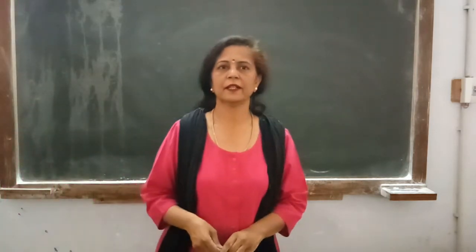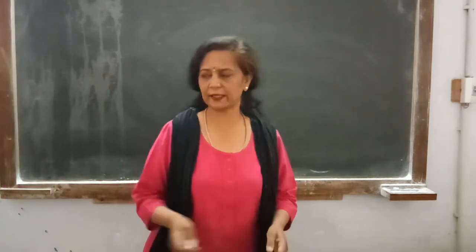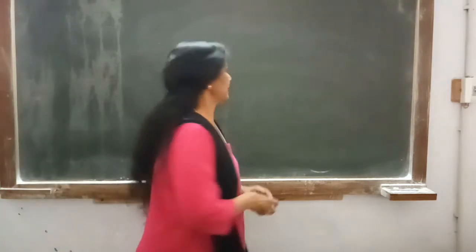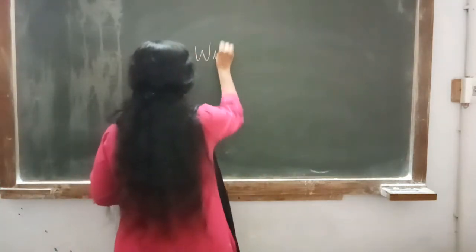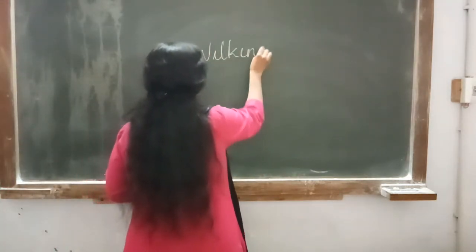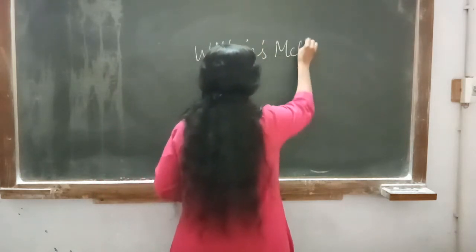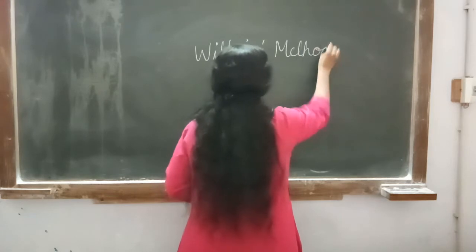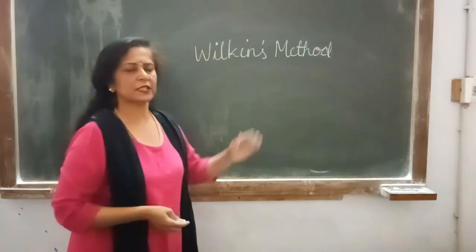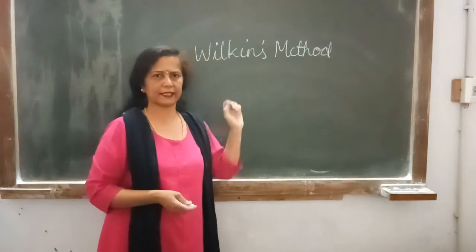We will now go for Wilkins method. This method is especially used for isolation of antibiotic producing bacteria. This is the modification of crowded plate technique.